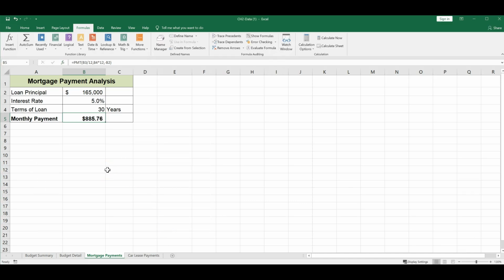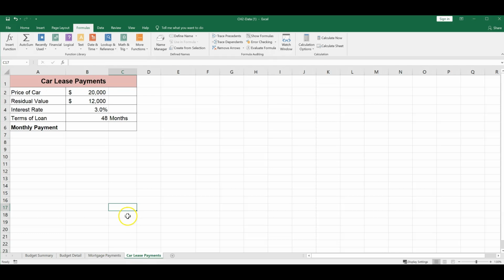And there we go. There's my $885.76. So that would be my monthly payment on a $165,000 mortgage at an interest rate of 5% for a 30-year length. The car lease payments looks pretty much the same. Again, you're going to use that payment function, but now you have some residual value. That future value is not 0.